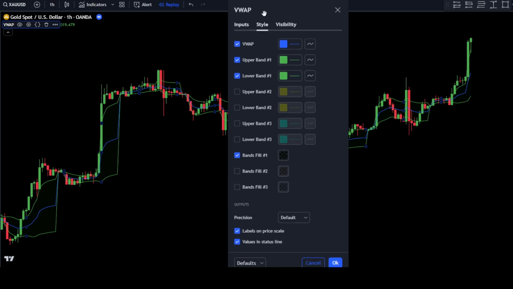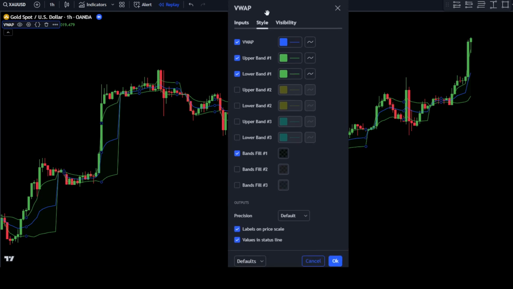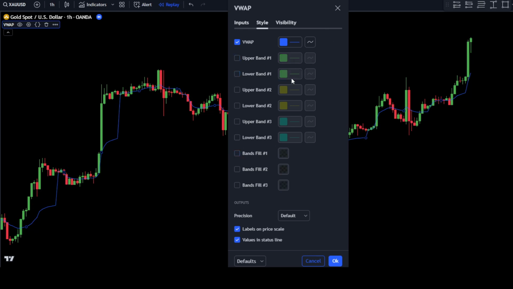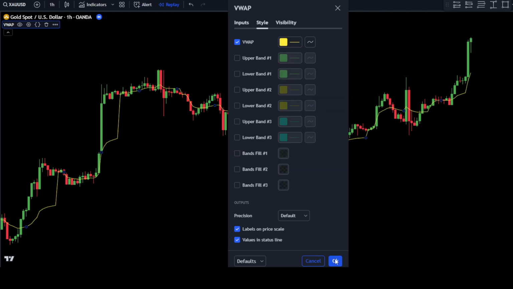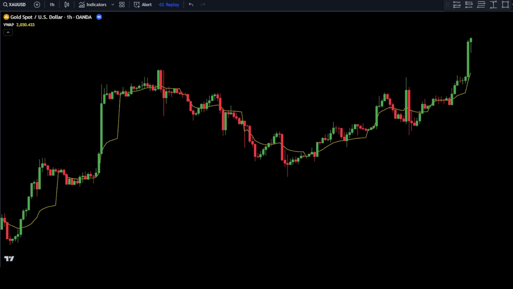Open the VWAP indicator settings tab and then go to the Style tab. In the Style tab, uncheck the upper band, lower band, and bands fill options. Once done, simply click OK to confirm the changes. This VWAP indicator will be used as a trend guide in the market.